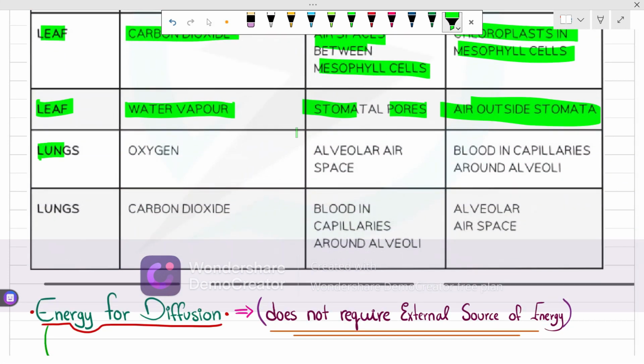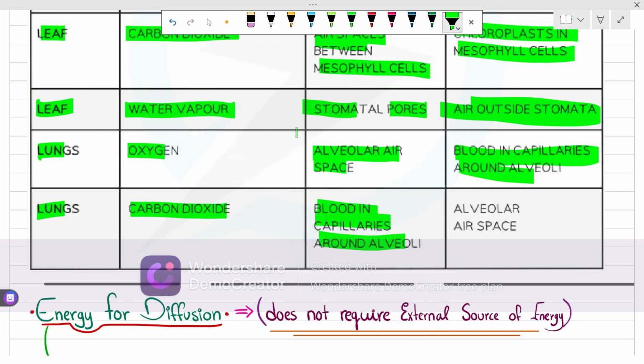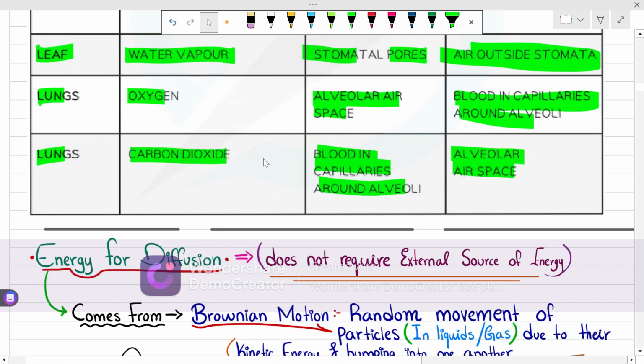The lungs transport oxygen from the alveoli airspace to blood in capillaries around the alveoli. And the lungs also transport carbon dioxide from blood in capillaries around the alveoli to the alveolar space.